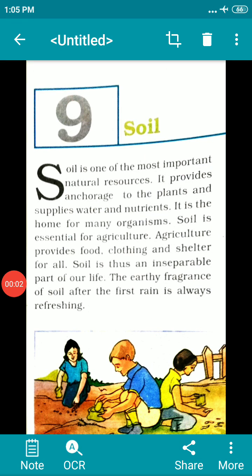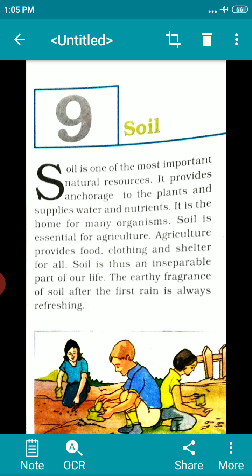Hi students, today we are going to study about the soil and the formation of soil and the components of soil. So what is meant by soil? Soil is a thin layer of material covering the earth surface. So now what is the use of this soil?